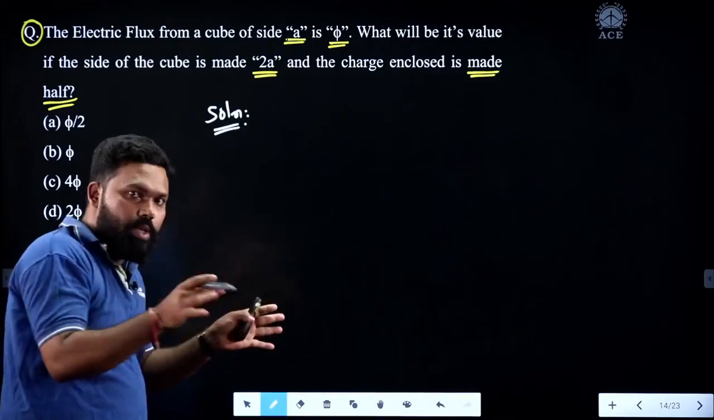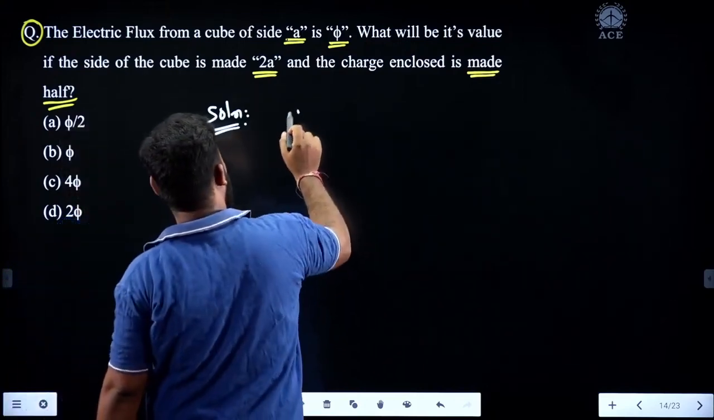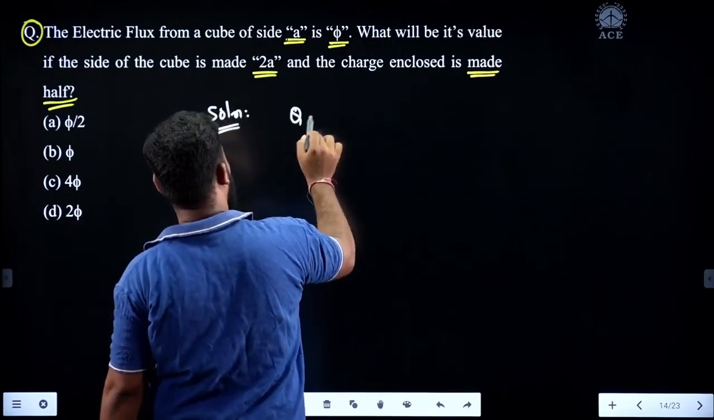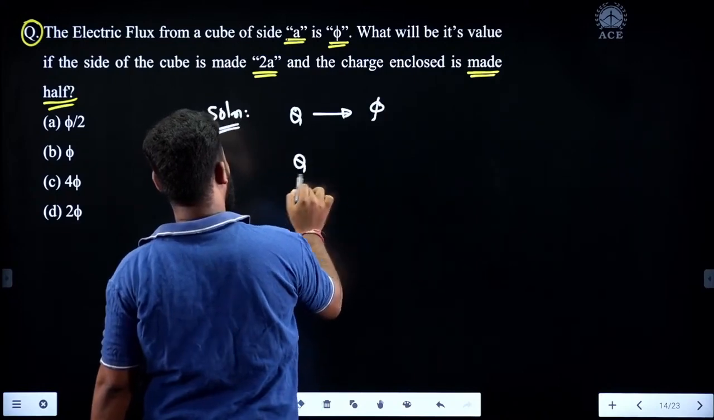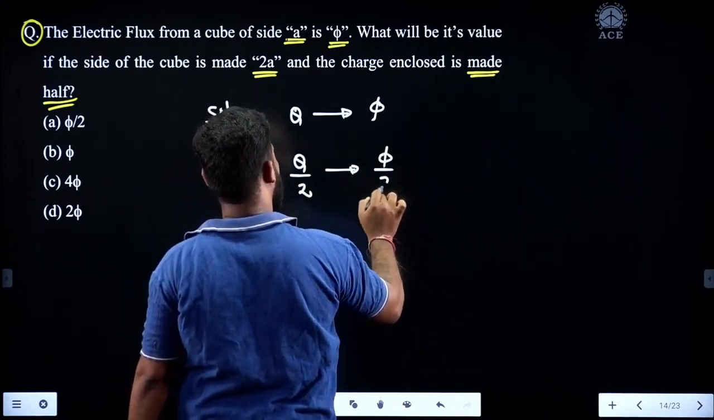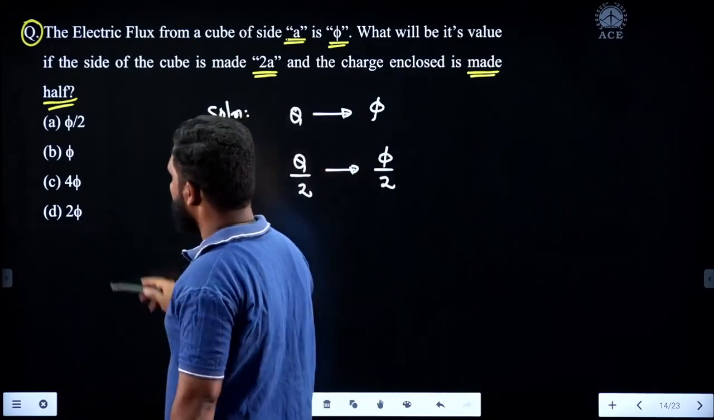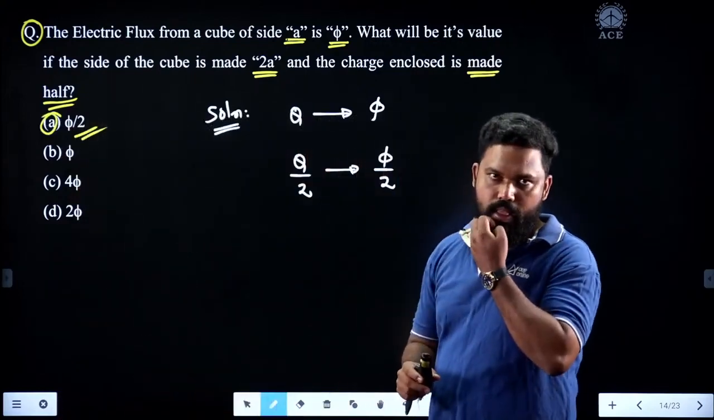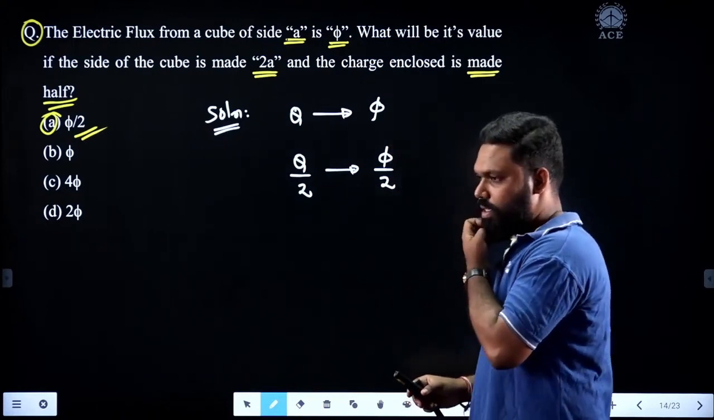So here, simple, the side of the cube has got no meaning, no effect, isn't it? For the charge enclosed, let us say Q, the flux is phi. If the charge enclosed is halved, what happens? This will become phi by 2. That's how simple it is. So it is phi by 2. Option A is the answer. Clear? Okay. Fine. Now let us proceed further.